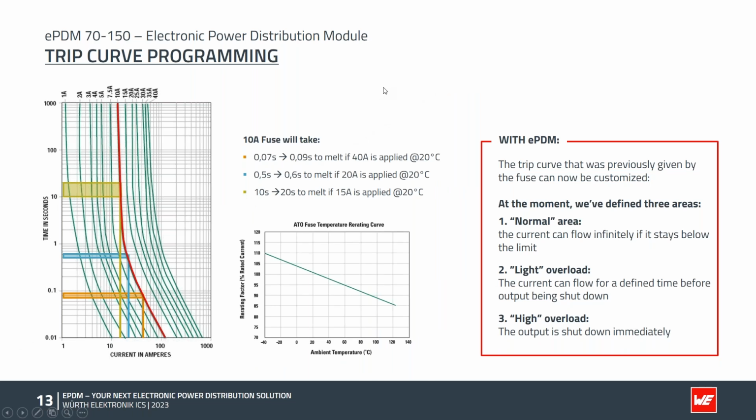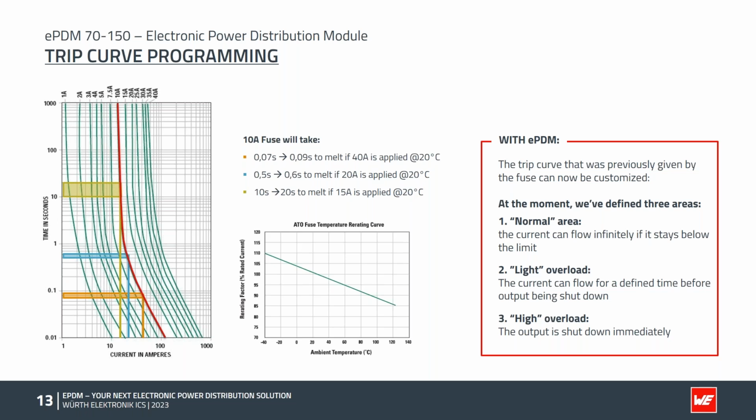What comes to mind when we are speaking about power distribution systems is, of course, the fuses. And within the ePDM, we aim to propose a behavior comparable to our well-known fuses. We all know that fuses will not blow at the nominal value. If you take, for example, a 10 ampere fuse, shown in the red line, you can apply a load of 15 amps and it will take 10 to 20 seconds to blow.